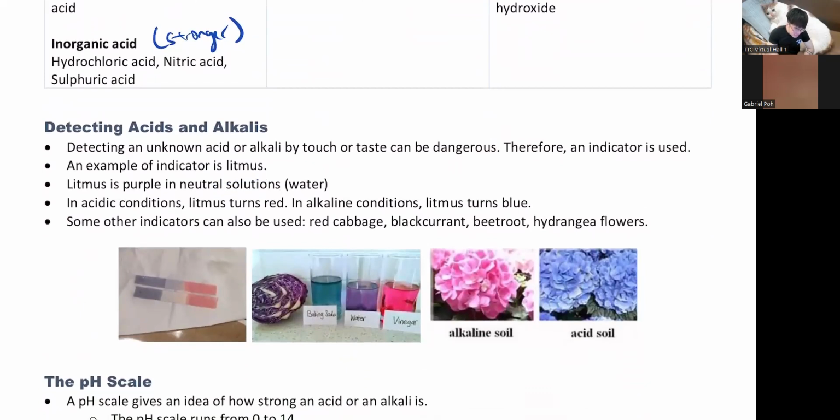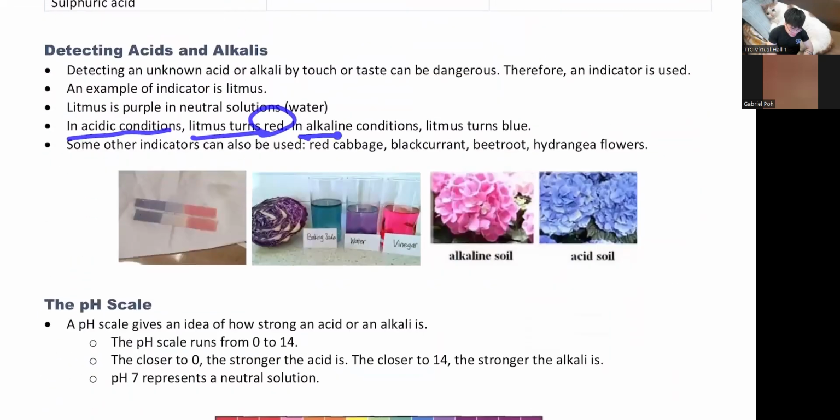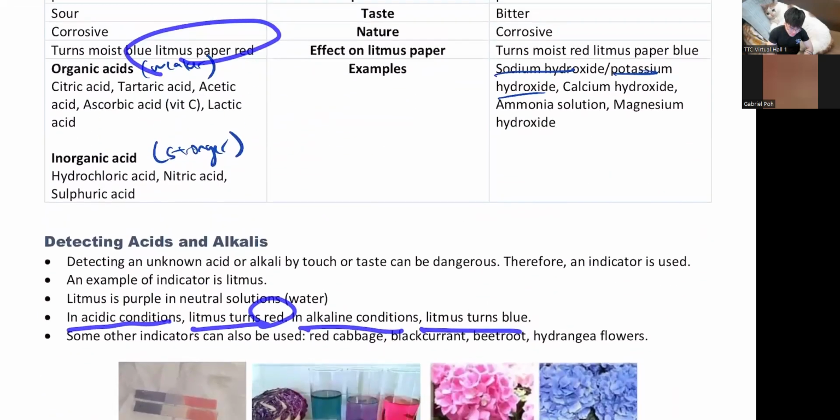Right? So there's actually two types of litmus. We have liquid litmus and we have litmus paper. So litmus is purple in neutral solution. Okay, so in acidic condition, litmus turns red, blue turns red, and in alkaline condition, litmus turns blue. Okay, red turns blue.